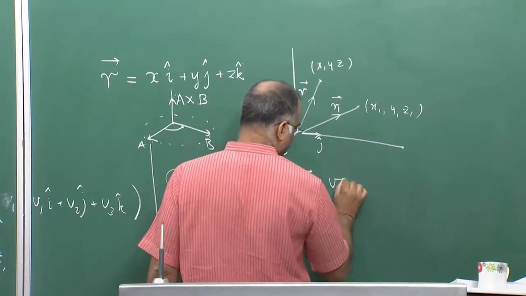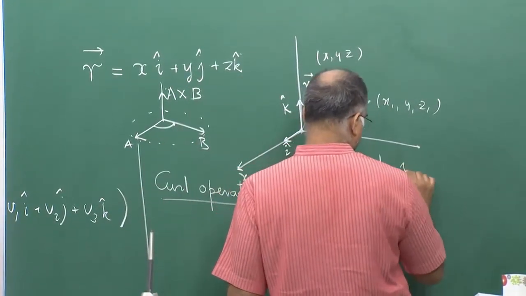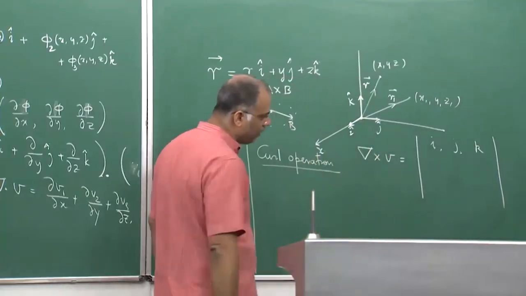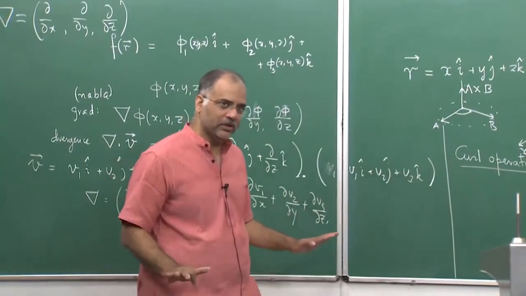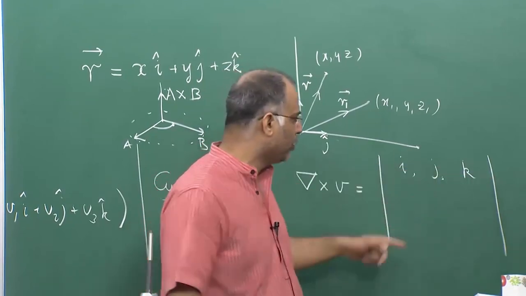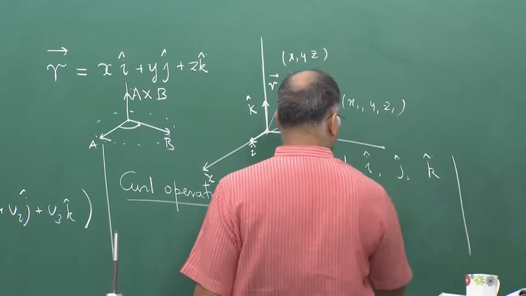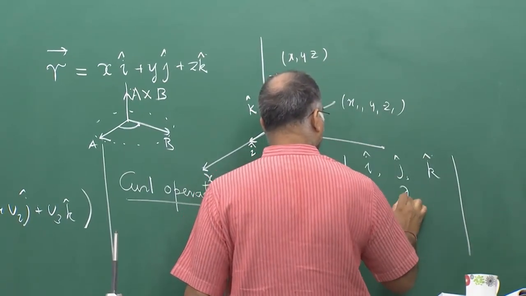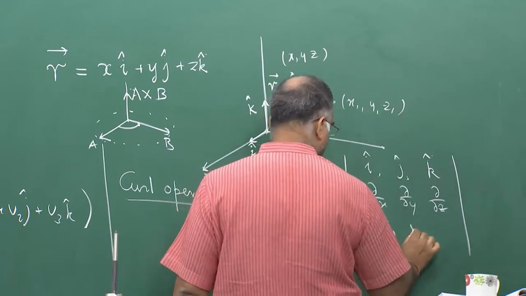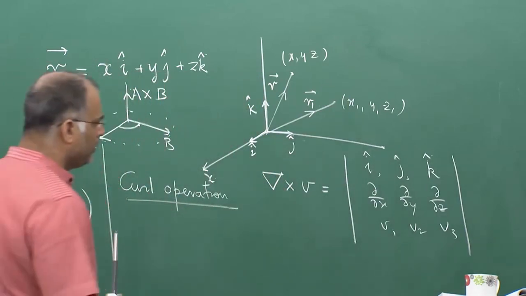Curl of a vector v, what does it mean? It is defined as follows: i, j, k. Again, it doesn't make sense to mathematicians, because you are talking about a determinant and matrices with vectors in them: i vector, j vector, k vector, del del x, del del y and del del z. But it is no harm if you think like a physicist. Now, you obviously calculate the things out.